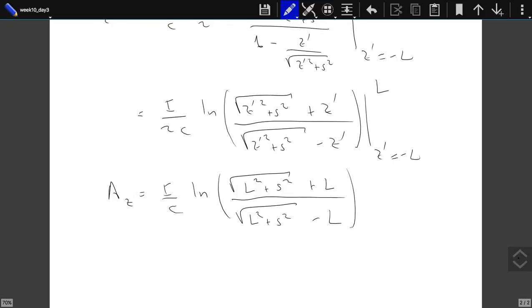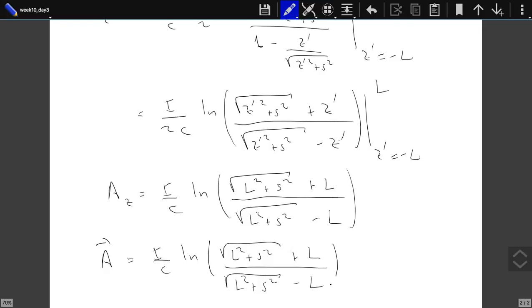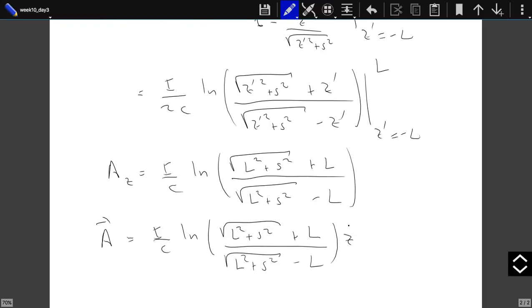This is the vector potential: I over C, the logarithm of the square root of L squared plus S squared plus L, over the square root of L squared plus S squared minus L, in the Z direction. Now, this is just the contribution to the vector potential by a segment of our wire of length 2L. If we want the total vector potential, we have to sum all of them up.